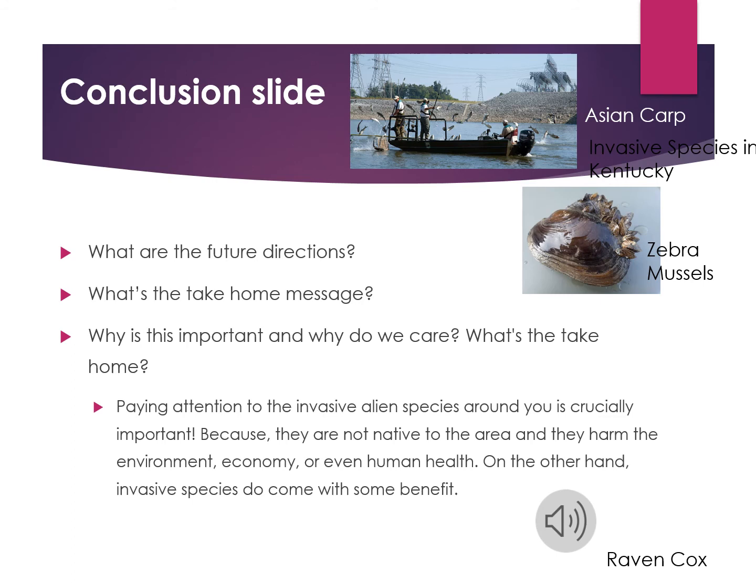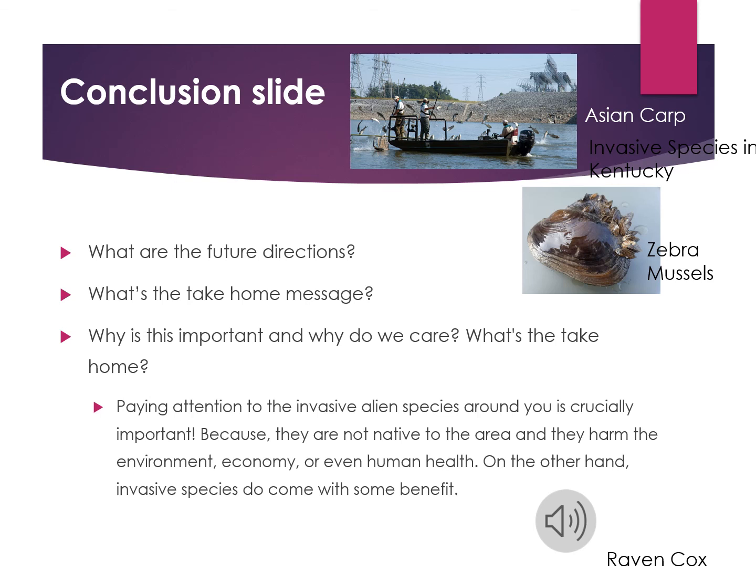Alright, so just to wrap things up and to conclude, first I just want to stop and show you a couple pictures of some invasive species that are found in Kentucky, like the Asian carp and the zebra mussels. So it's important to recognize and be able to notify someone if you do see them around you. And why is it important, and why do we care? What's the take-home message from all of this?